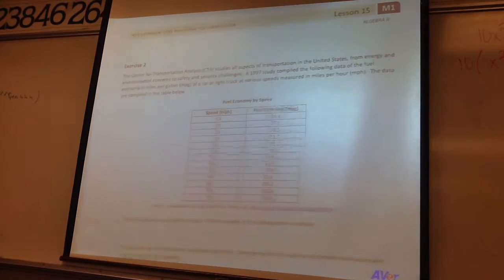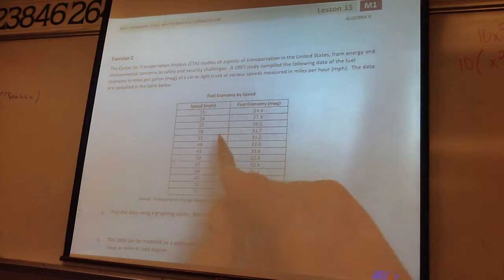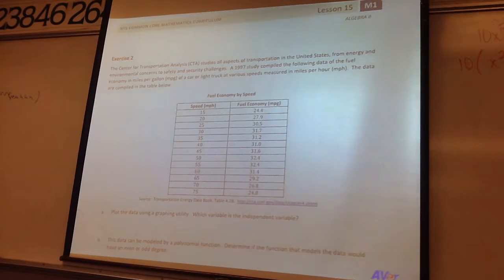The Center for Transportation Analysis studies all aspects of transportation in the United States, from energy and environmental concerns to safety and security challenges. A 1997 study compiled the following data of the fuel economy in miles per gallon of a car or light truck at various speeds, measured in miles per hour. Data are compiled in the table. Basically, that's how fast you drive, and that's the miles per gallon you're getting at those speeds. Plot the data using a graphing utility.